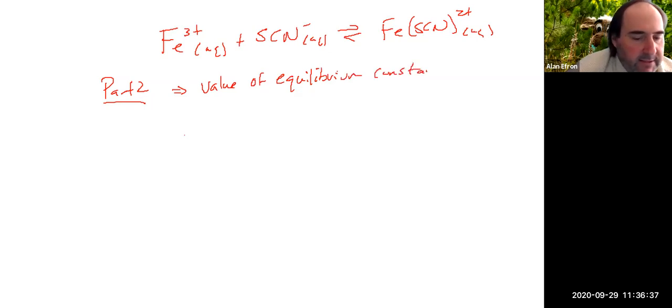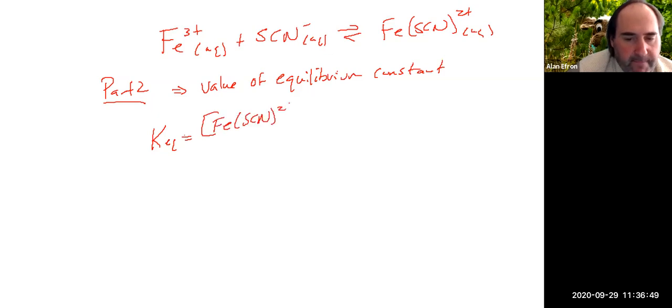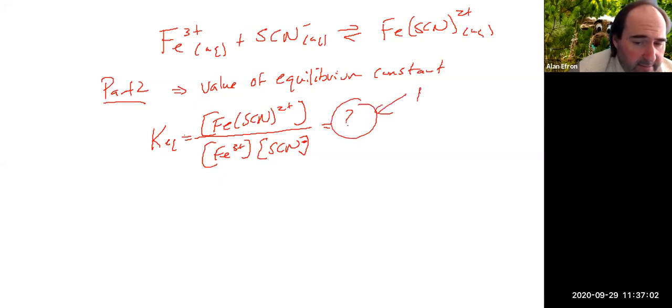So if we were to write the equilibrium constant for this reaction, K is equal to the concentration of our product, which is our complex ion, divided by our reactants, which is our iron 3 and our thiocyanate. So again, the main goal here is to actually figure out what this number is.